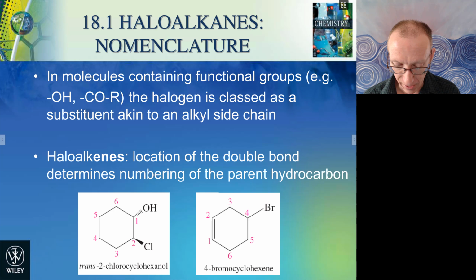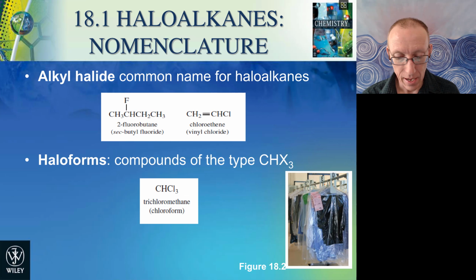And similarly, if we have an alkene, then we'll have an ene ending. So this is a cyclohexene, and we number starting with the alkene carbon atom and numbering towards the other alkene carbon atom, and then we'll end up getting to the halogen, in this case on carbon number 4. So this is 4-bromocyclohexene. Now that's the IUPAC rules for naming haloalkanes.